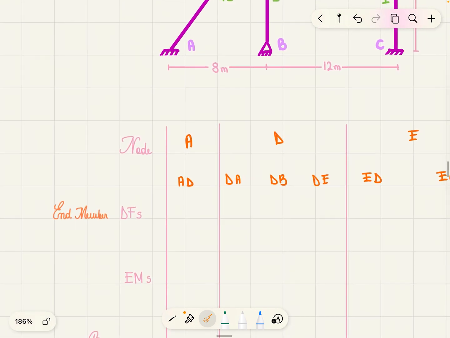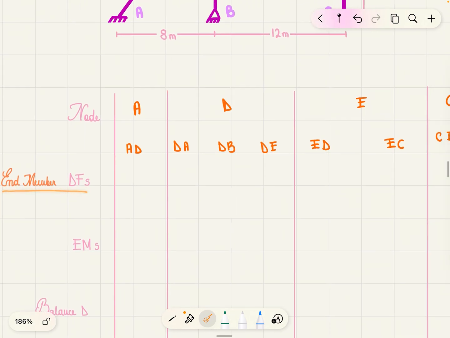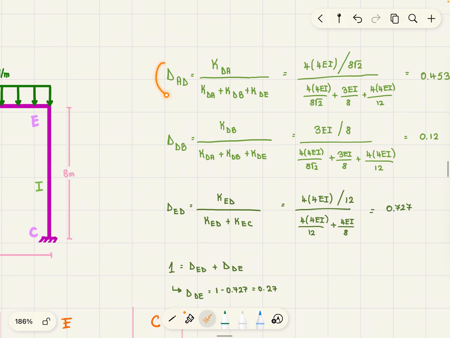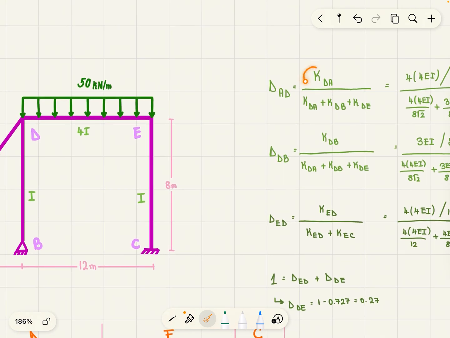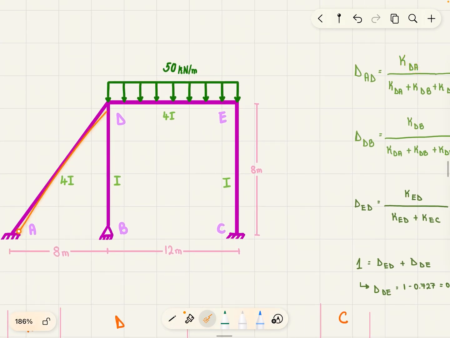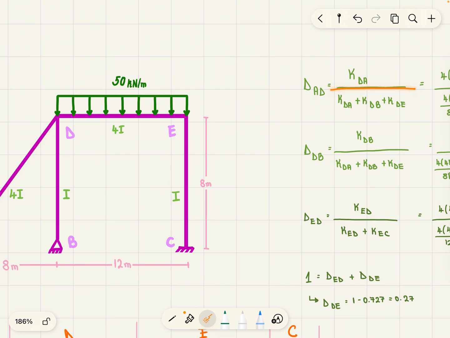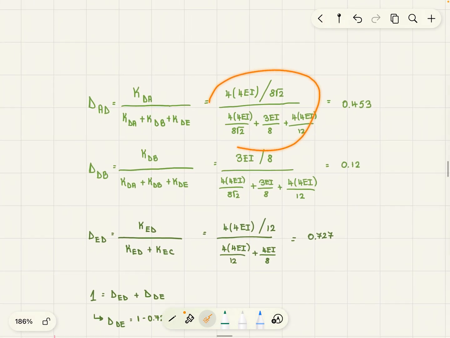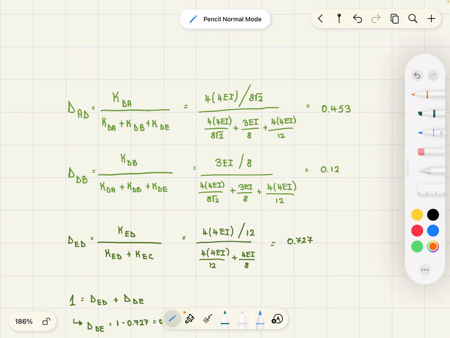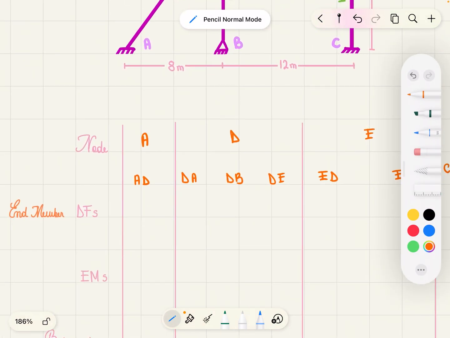Okay, next up are the distribution factors, the member distribution factors. You can find the distribution factor for AD, for DB, for ED, and so on, as a fraction of the stiffness coefficient of each member, in this case, stiffness coefficient of member DA, over the total sum of the stiffness coefficients at that specific node. So KDA, KDB, KDE. And you know how to calculate these. And eventually you're going to get this value of 0.453 as the distribution factor for DA.